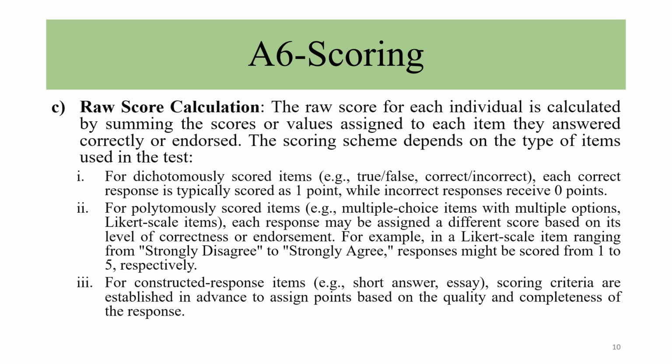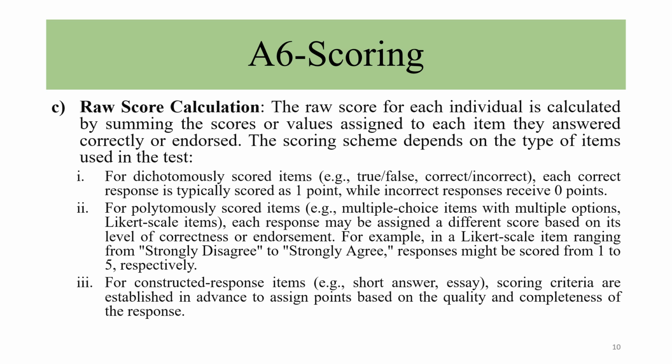Point 2 is for polytomously scored items, multiple choice items with multiple options, like Likert scale items. Each response may be assigned a different score based on its level of correctness or endorsement. In a polytomously scored test, the respondent can get 1 mark, 2, 3, 4, 5 marks, and sometimes 0 marks also. So they are scored in the way they are supposed to be scored.